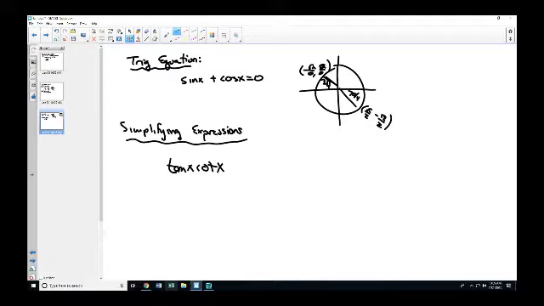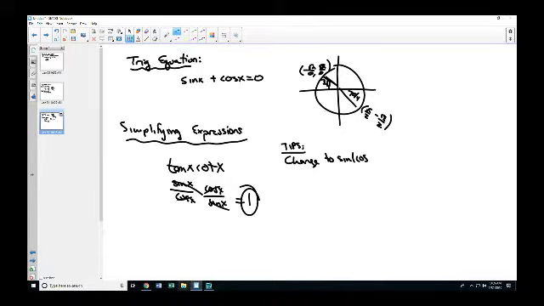Yeah, it's tangent x times cotangent x. That's what we put on the board. Again, what's one of those tips that I told you? Change to sine and cosine. So sine over cosine times cosine over sine, again, it just cancels. So there's the simplified version of tangent x cotangent x.